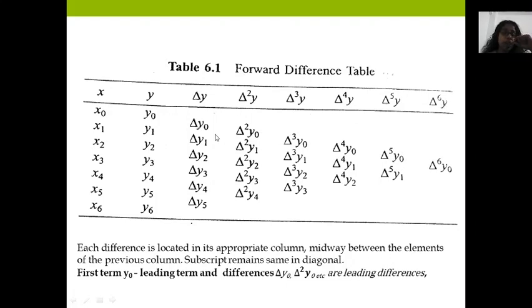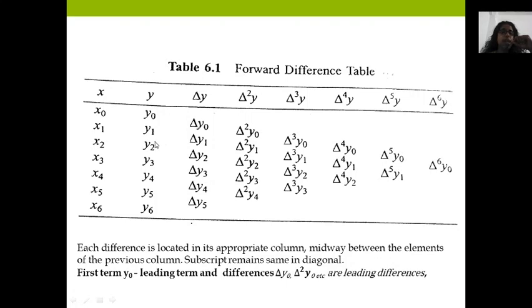Let's look one by one. So the first forward difference, the first one is delta y0. What is it? y1 minus y0. So we write it midway between these y1 and y0. That's the delta y0. Then what is delta y1? Delta y1 is equal to y2 minus y1. So we write delta y1 midway between y1 and y2.